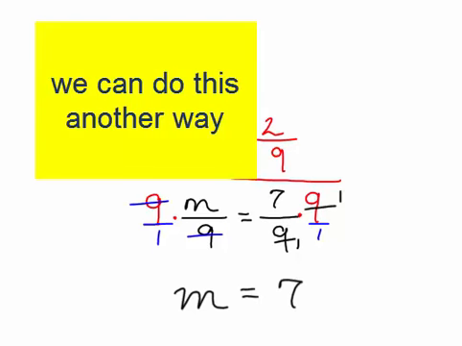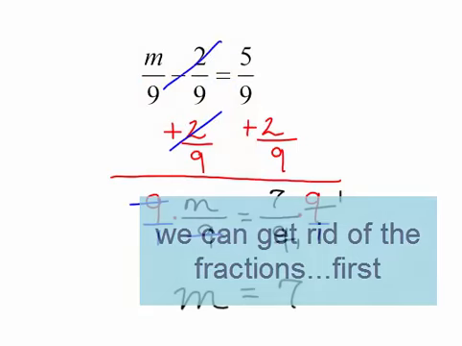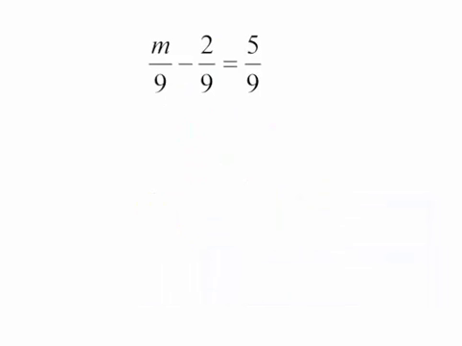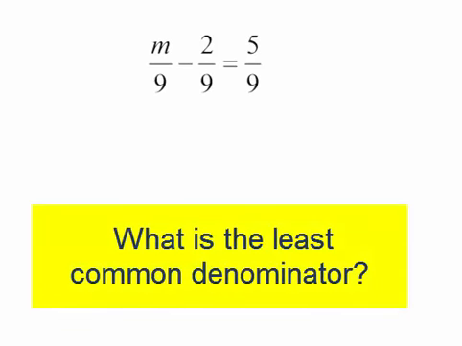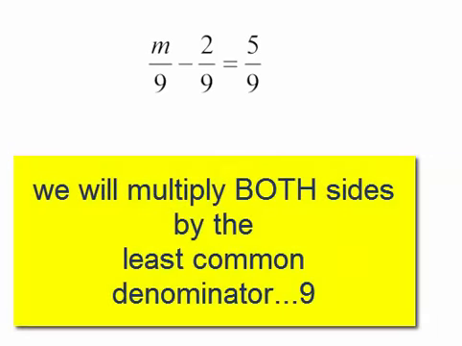Let's learn about trying to get rid of those fractions in equations. I am going to start with the same equation, but my first step is going to be to get rid of those fractions. Let's find the least common denominator. We have m over 9, 2 over 9, and 5 over 9. It looks like the least common denominator will be 9. So I'm going to multiply both sides by 9.